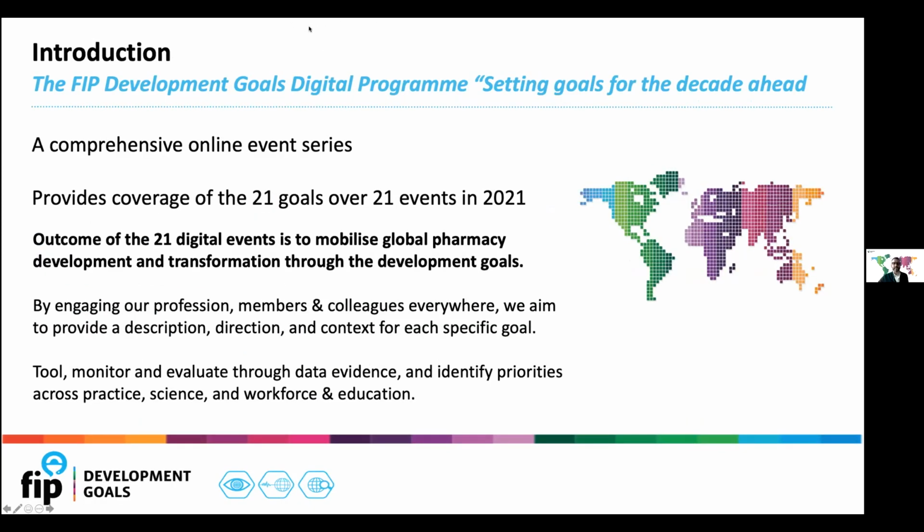As Ruben was mentioning, this event is part of a comprehensive program of events focusing on the 21 FIP development goals. The series is called Setting Goals for the Decade Ahead, and that's precisely what we aim to achieve with these 21 events that will cover each of the goals throughout the year in 2021. The main outcome of these events is really to mobilize global pharmacy development and transformation by using these goals as a framework.